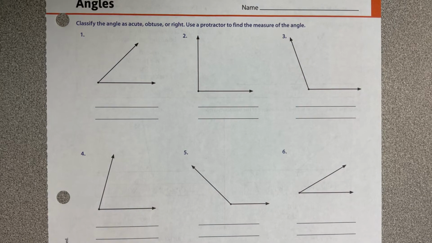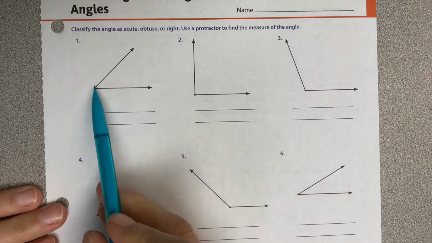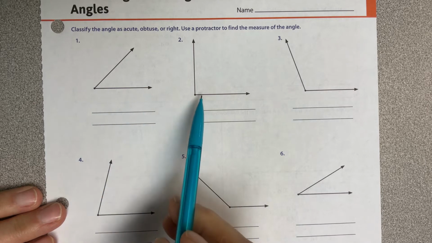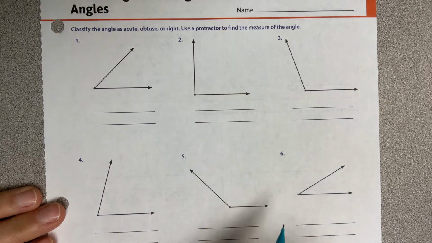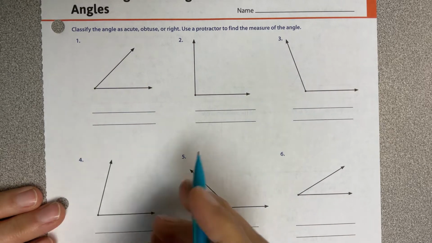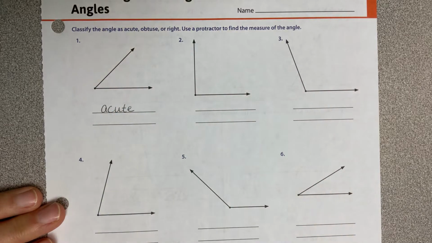So at the top it says classify the angles as acute, obtuse, or right, and then use a protractor to find the measure of the angle. We did a lot of this yesterday. So this first one, we look and we see that this is a very small angle. It is not like this one, where that one looks like it probably is a 90-degree angle. So it is smaller than 90 degrees, which means it is an acute angle.